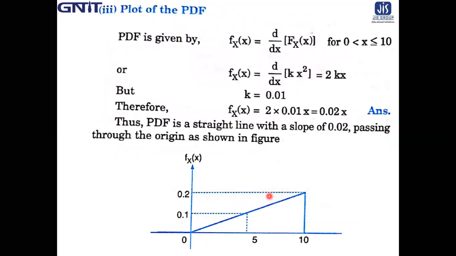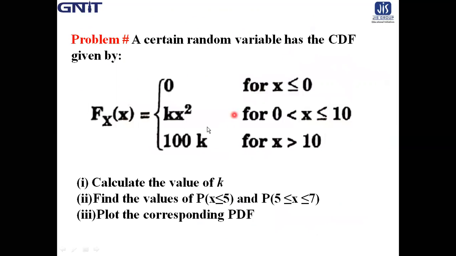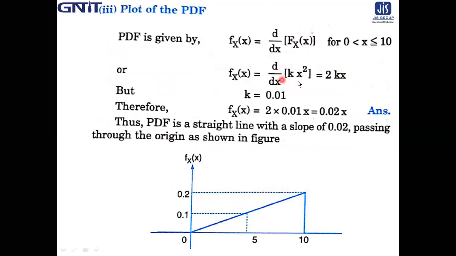And lastly, the PDF. PDF is basically the differentiation of CDF. Looking at the problem, only k x square has an x term, while the part for x less than or equal to 0 and the 100k part have a PDF of 0 because there is no x term. So only this term, k x square, has a PDF present. We differentiate it, that is 2kx, and put the value of k, 0.01. So PDF is 0.02 into x.